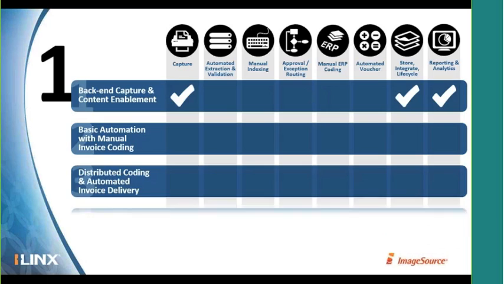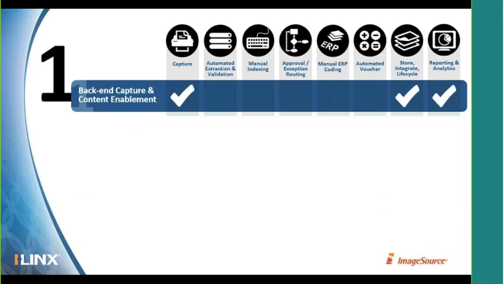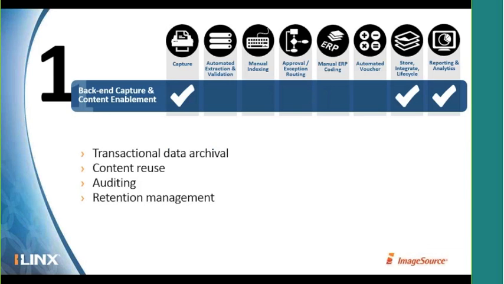So let's peel back the onion here and take a look at each one of these levels individually. Level 1, this is the most basic and inexpensive of the AP automation solutions, but still delivers some good benefits. It provides transactional data archiving, content reuse, secure auditing, and retention management for easier compliance.